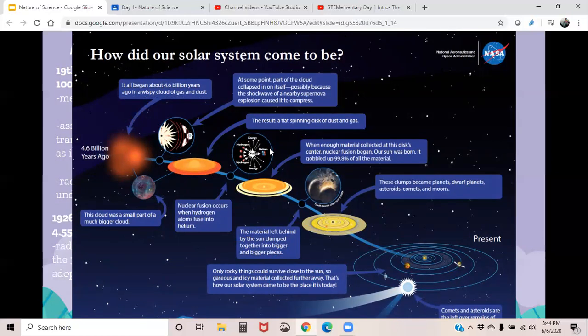And then enough heat and pressure in the center, due to gravity bringing materials towards the center of this rotating disk, provided the energy for a protostar, where it wasn't quite hot enough yet for hydrogen to be converted into helium through nuclear fusion, but still warm enough to start giving off some light. And then once nuclear fusion took place, then you have a true star in the center of this solar system that was forming.